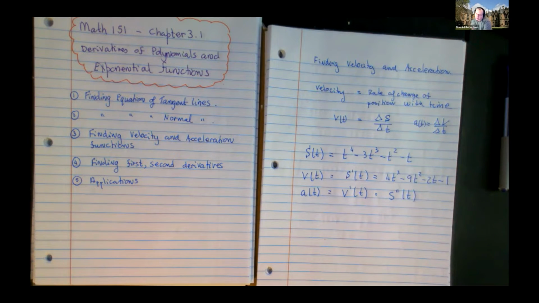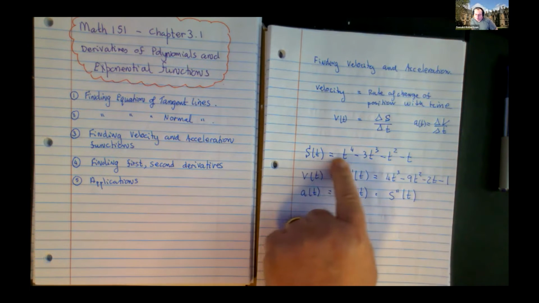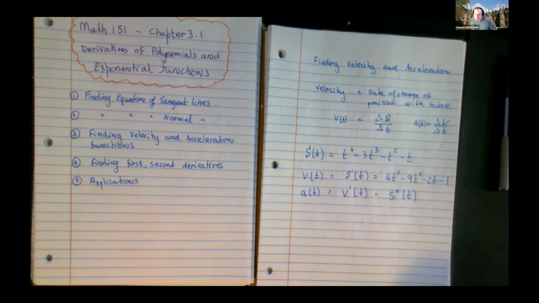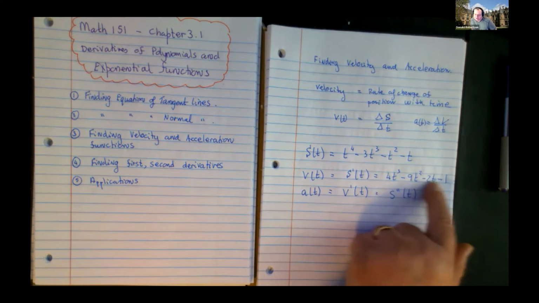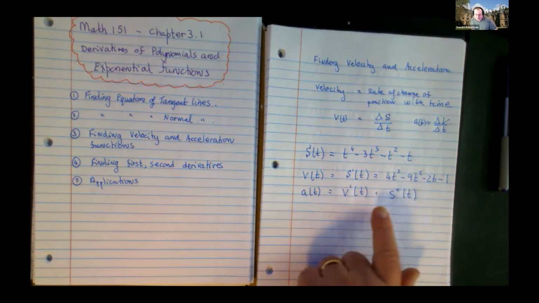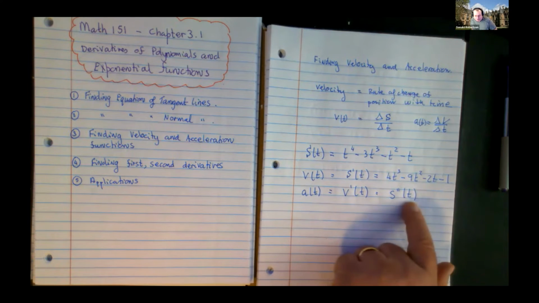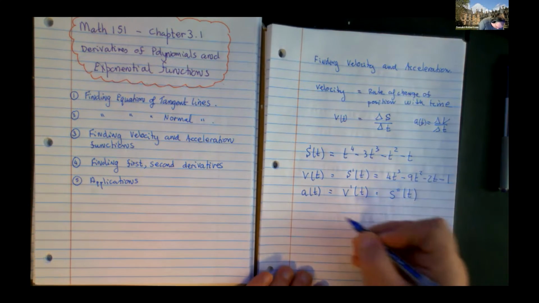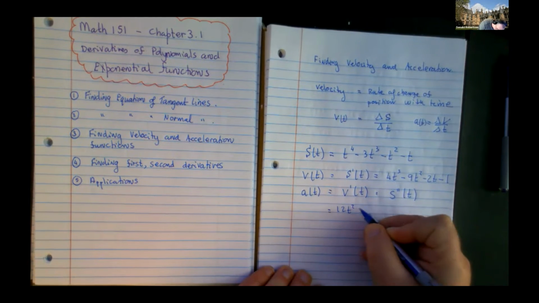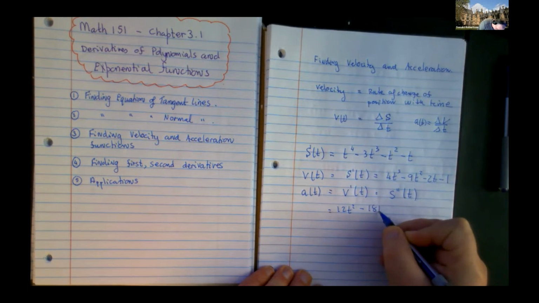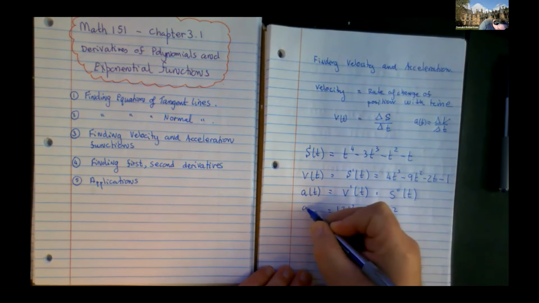That's very powerful. If all I know is where an object is at any given time, then by differentiating it once, I can tell you its velocity at any given time. And then by differentiating a second time, I can now tell you what the acceleration is. Let's find out the acceleration. Power rule, 12t squared minus 18t take away 2.